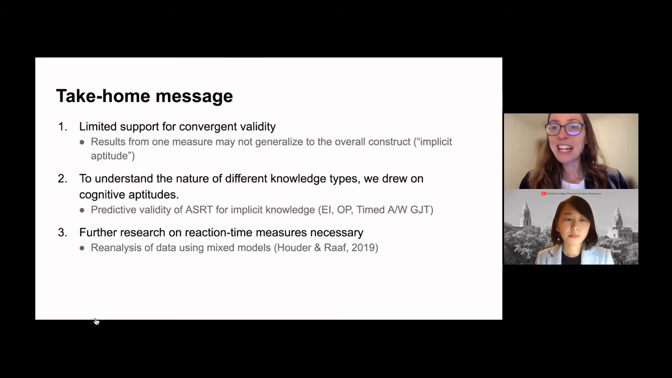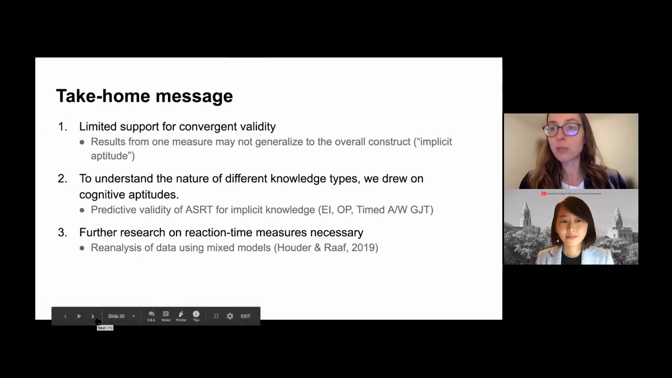Finally, more research will be needed on the reaction time tasks. We very much look forward to that. And in fact, what we would really love to see is a reanalysis of the present data using mixed model techniques that have become available and that allow for the extraction of random slopes to measure participants' individual ability.